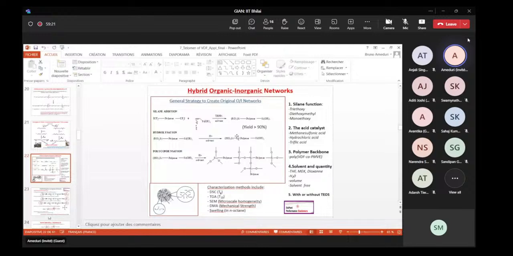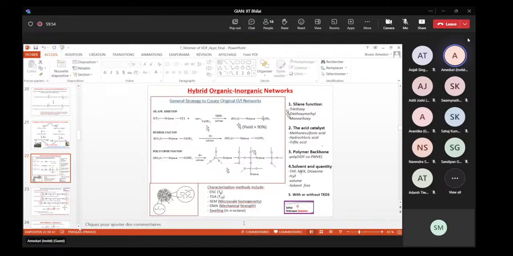The hydrolysis was carried out under acidic catalyst, like methanesulfonic acid or hydrochloric acid or trifluoroacetic acid. The backbone, we had different polymer backbones in different content and molecular weight of VDF and PMVE. And of course, we had to optimize a little bit the presence and the use of solvent in order to favor this condensation. So I don't go into details because I have so much information to give you.